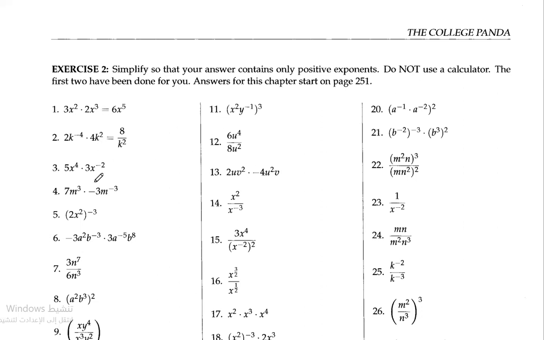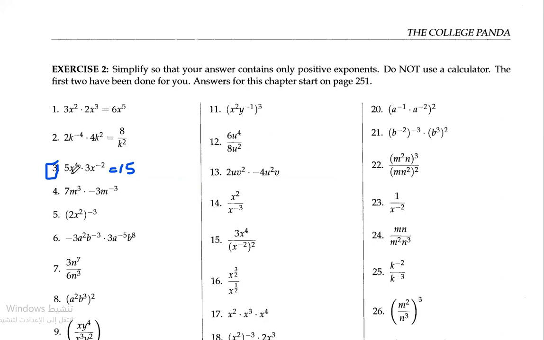Okay, number 3. So it's going to be 5x to the power 4 multiplied by 3x to the power negative 2. Since 3x is a negative exponent, we're going to put it on the bottom. So 5 multiplied by 3 equals what? Equals 15, right?